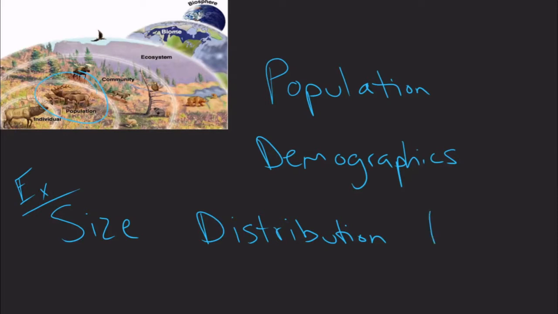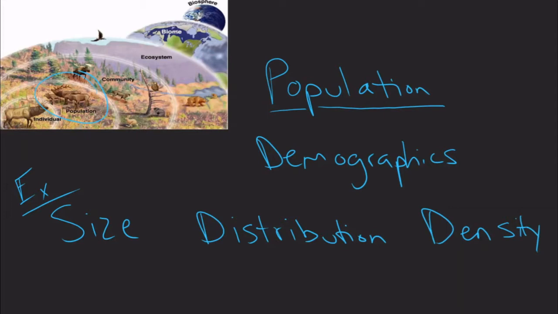We are also interested in population density. So how many of these organisms do we find in a particular area? So it's population numbers versus area. So how much, do we have 5 per square meter? Do we find 5 per square kilometer? What's the density? So these are all factors that we would look at when we're concerned with studying population ecology or population demographics.